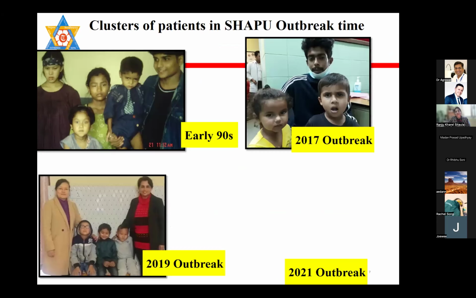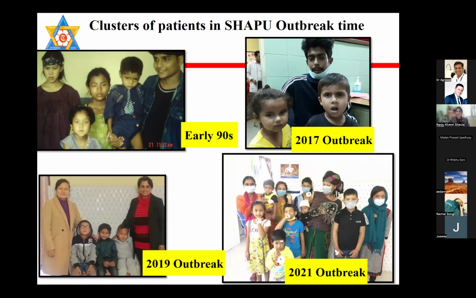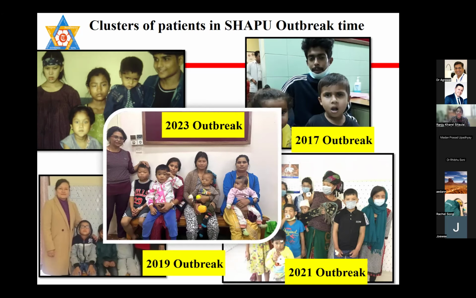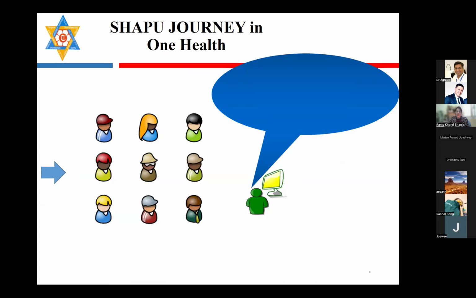When an outbreak occurs, the patients come in clusters. These are the clusters in different outbreaks, and the clusters were high when we were having the second outbreak of COVID in 2021. In 2023 also we received patients in clusters. Managing each case is so difficult, and the cluster management becomes more chaotic for all of us.